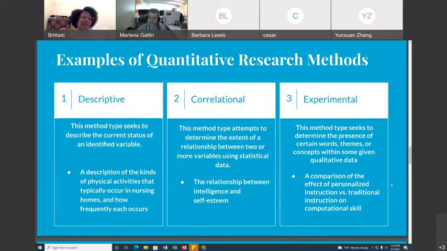Cause and effect is not the basis of this type of research. So an example of correlational methods would be to look at the relationship between intelligence and self-esteem, not necessarily to prove anything about those two variables, just to look at the relationship.